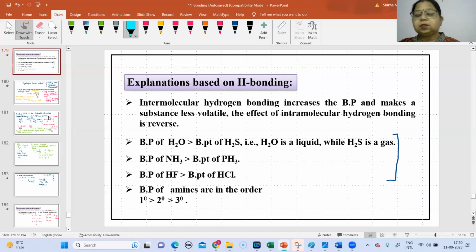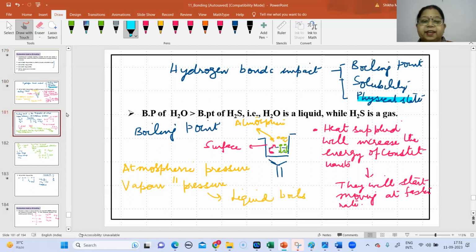Now the last one, the boiling point of HF and HCl, you can do it now. HF will have hydrogen bonding because it has fluorine and hydrogen attached to it. HCl does not. Boiling point of amines, I've just put as an example. The details will be dealt with in class 12 because class 11th and 12th syllabus are connected to each other. This year also, I will show you the question paper. They have asked the same question: arrange these amines into the increasing order of their boiling points, right? So please keep your basics intact.